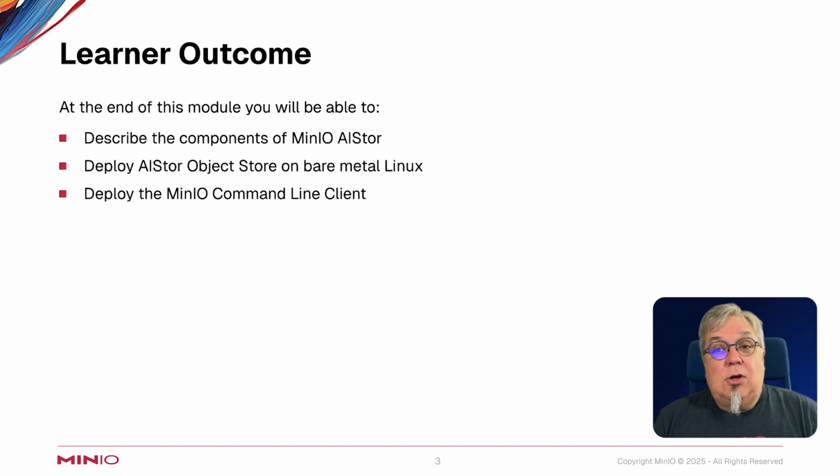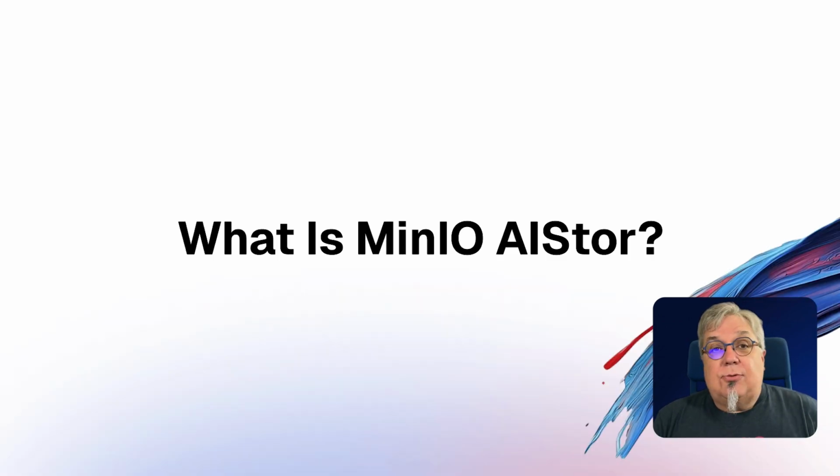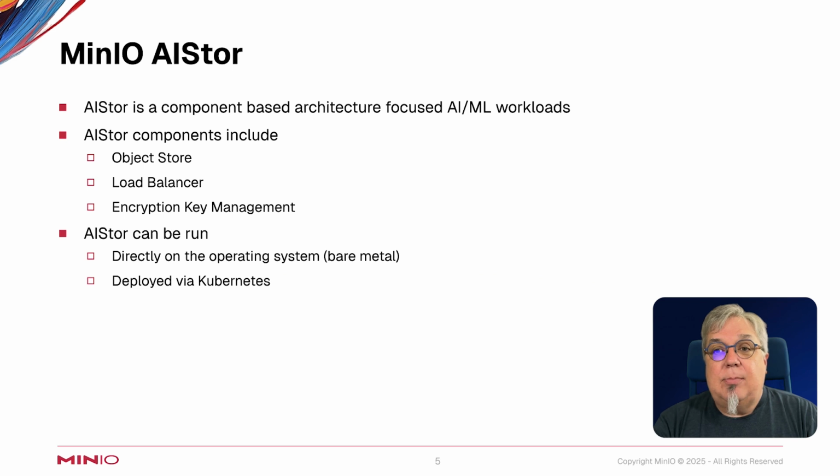By the end of this video, you're going to be able to describe all the components of MinIO AIStor. You're going to be able to take a look at how to deploy MinIO AIStor object store on bare metal Linux. You're also going to be able to deploy and set up an alias in the MinIO command line client. So the first topic here is really, what is MinIO AIStor? Well, let's dive right in there.